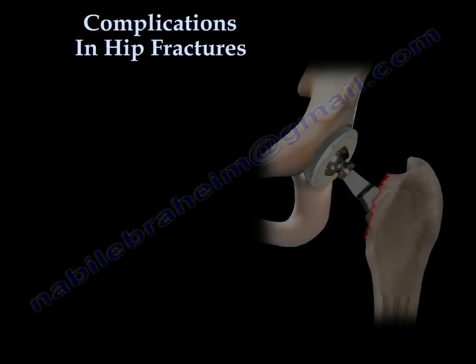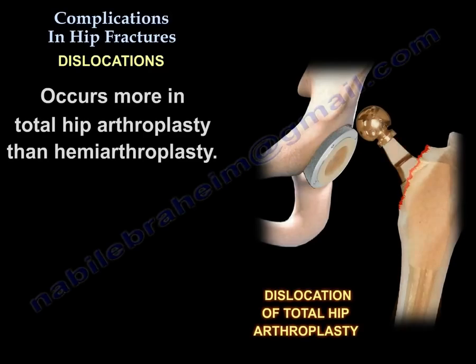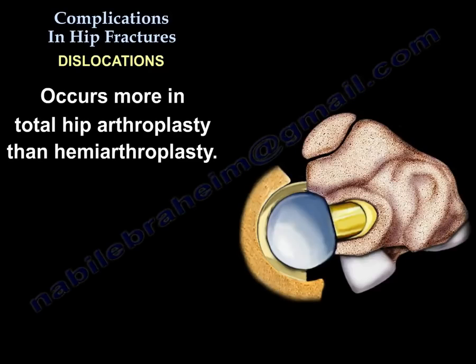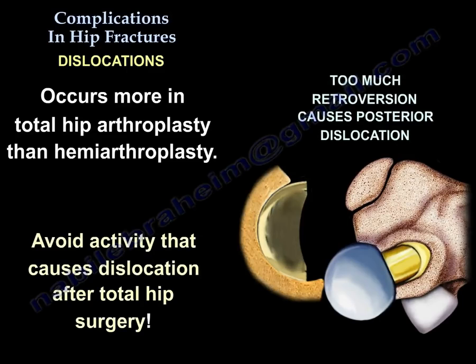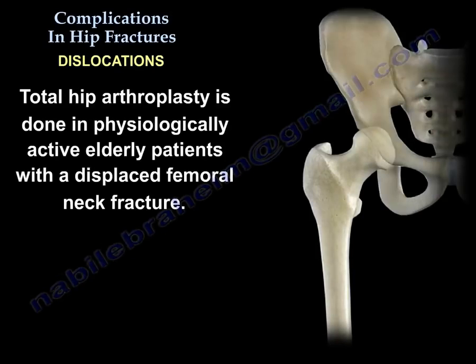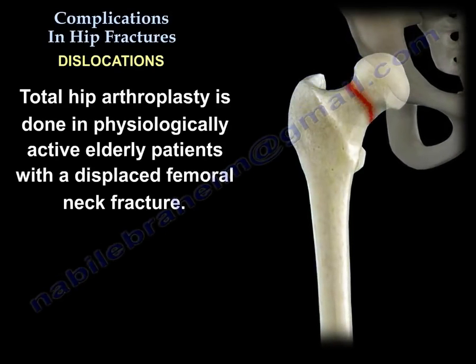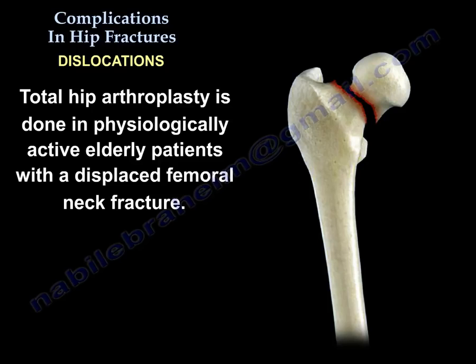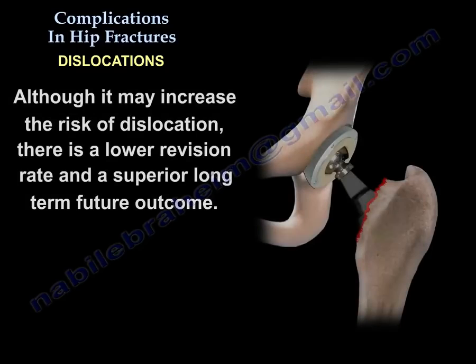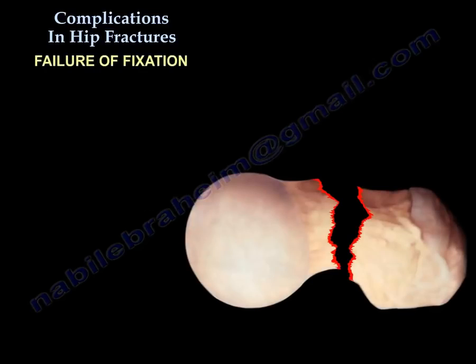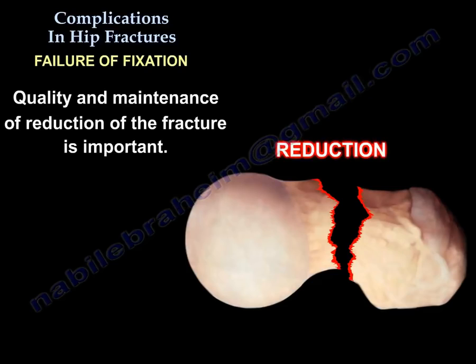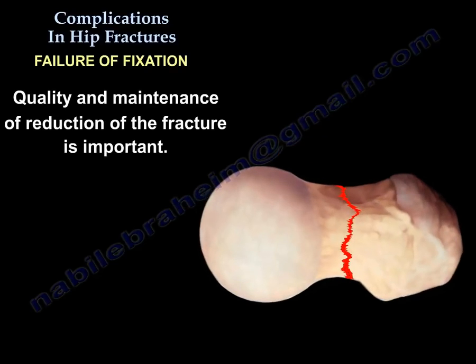Complications in hip fracture. Dislocations are more common in total hip arthroplasty than hemiarthroplasty. Total hip arthroplasty is done in a physiologically active elderly patient with a displaced femoral neck fracture. Although it may increase the risk of dislocation, there is a lower revision rate and a superior long-term outcome.